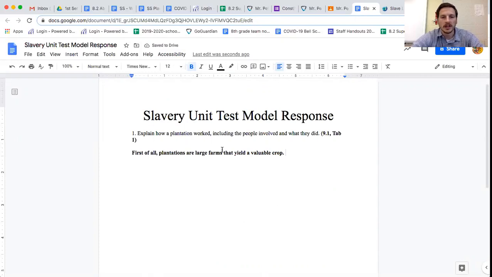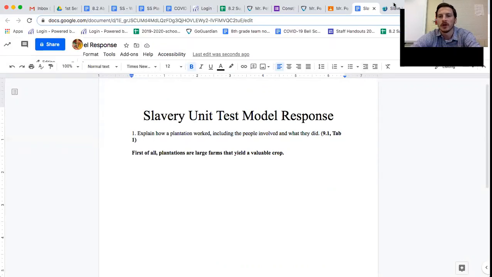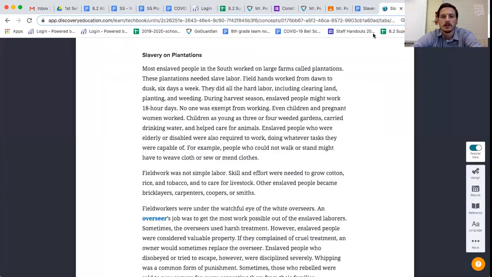Okay, so I gave a little bit of a sense for what specifically I want you to look for. So the people involved and what they did. So I'm really mostly just going to stick to that. Once I've explained what the plantation is, I need to give you a sense of who worked on a plantation, who was involved with it, and what each person did.